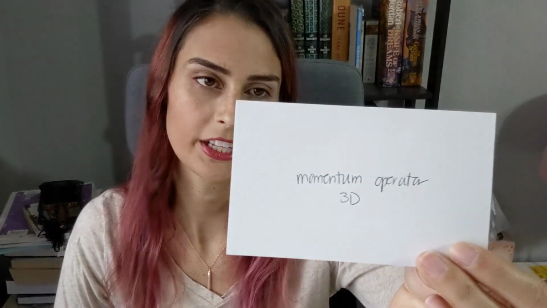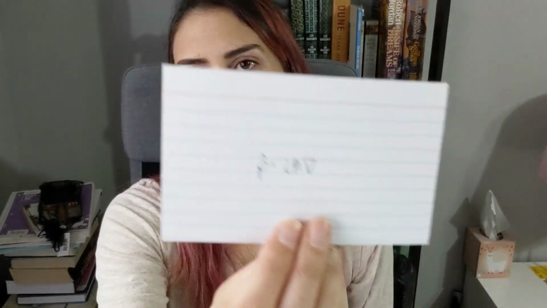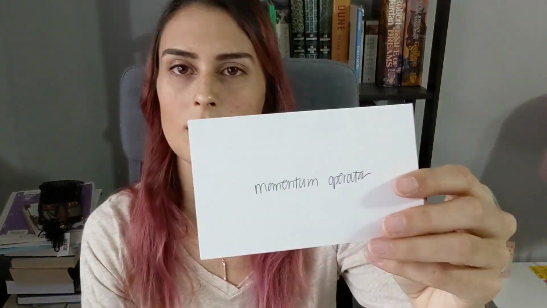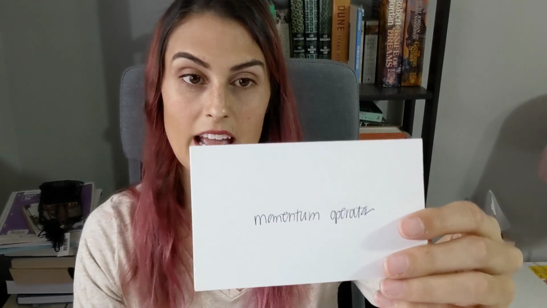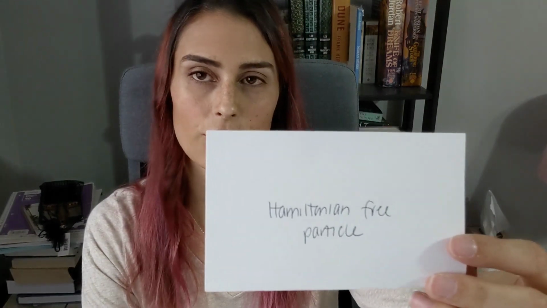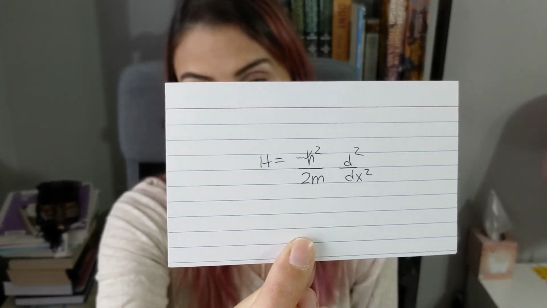The momentum operator in 3 dimensions, p hat, equals negative i h bar del. The momentum operator in 1 dimension is p hat equals negative i h bar partial derivative with respect to x. The Hamiltonian of a free particle, H equals negative h bar squared over 2m times the second derivative with respect to x.